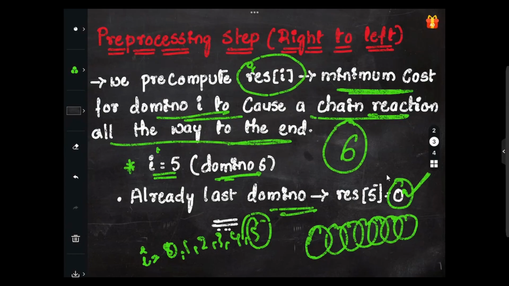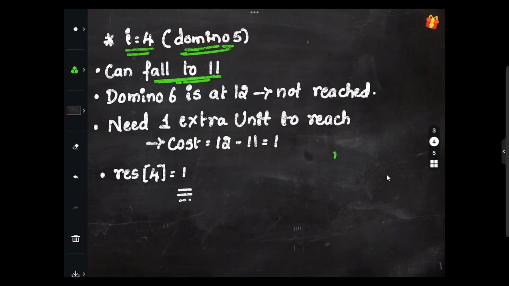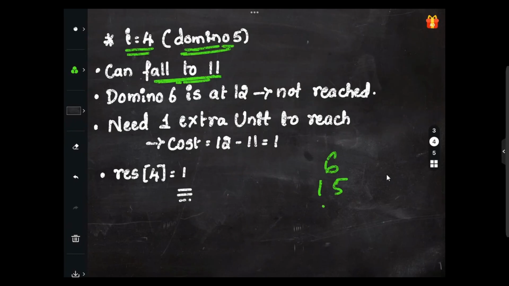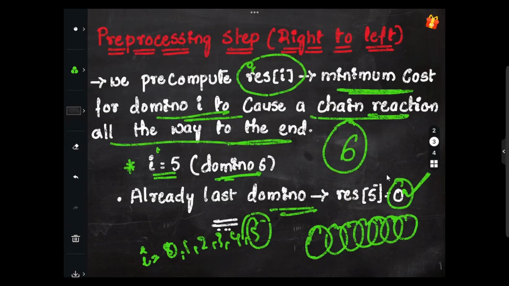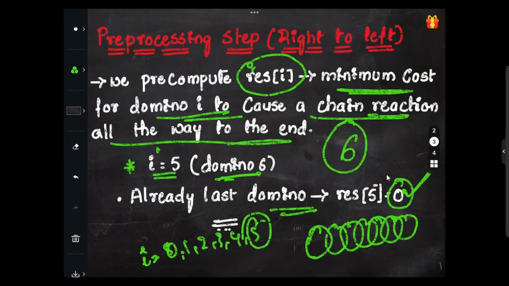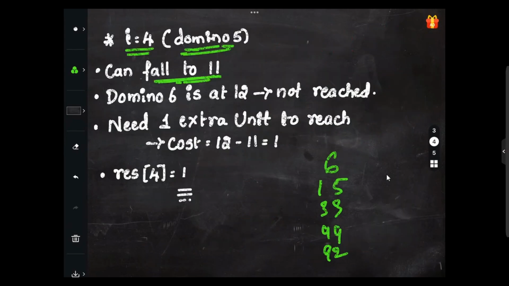So let me do one thing. Let me write the six dominoes here. We have six. First thing is 1 5, 1 5, 3 3, 4 4, 9 2. The last two are 10 1 and 12 1, right?